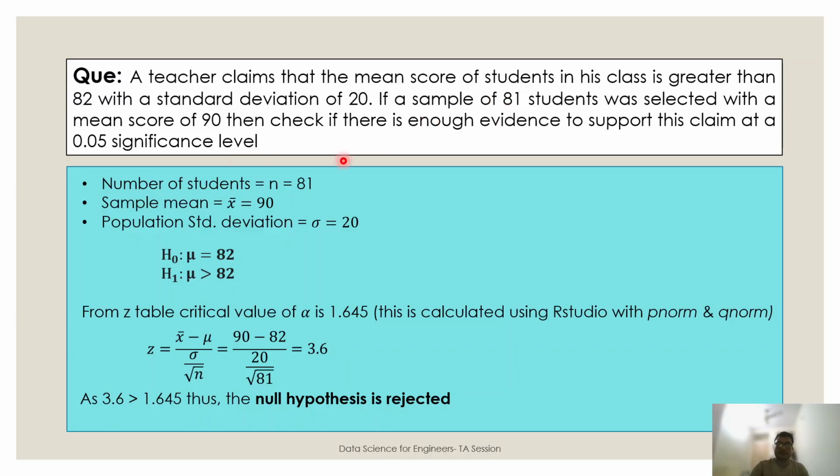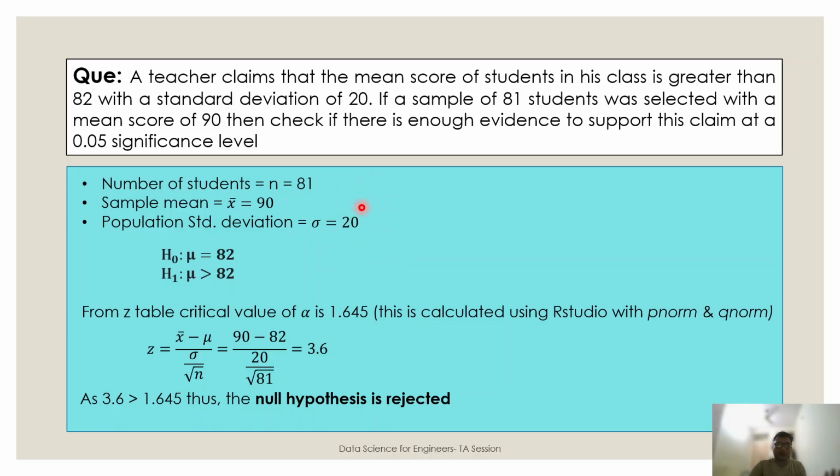Here the population mean is not given, so we are taking the sample mean. She chose 81 students out of all students. Let's consider if there are 1,000 students in the class, she did not choose all 1,000. She just chose 81 students. The population standard deviation is also given, that is 20.